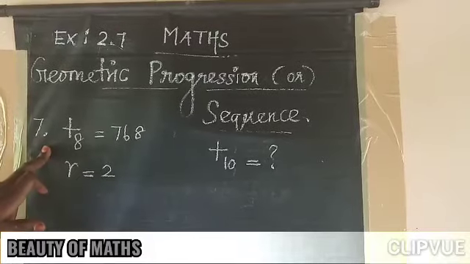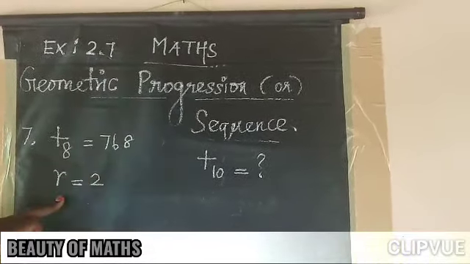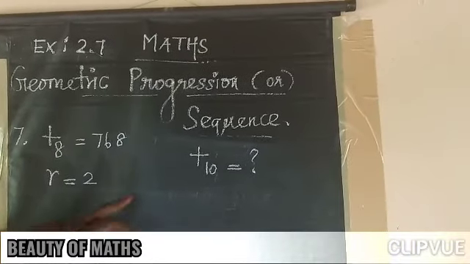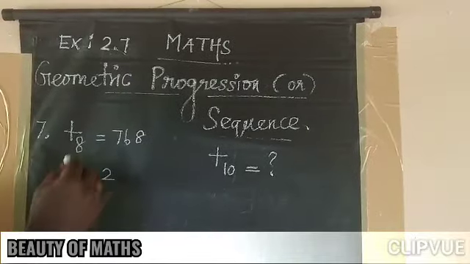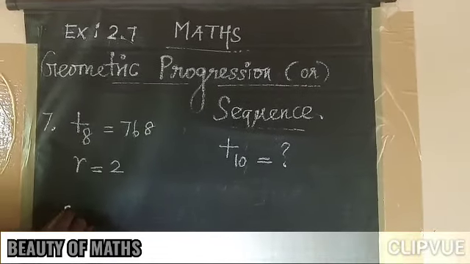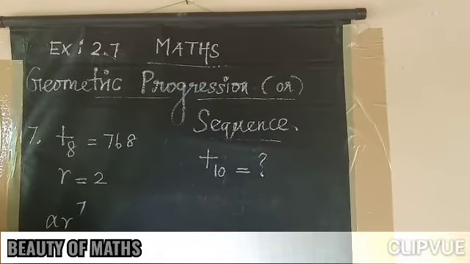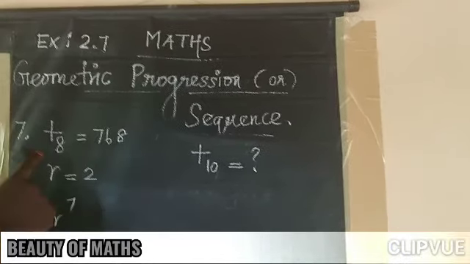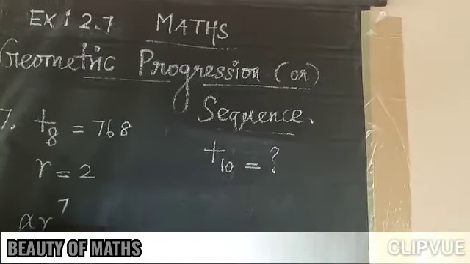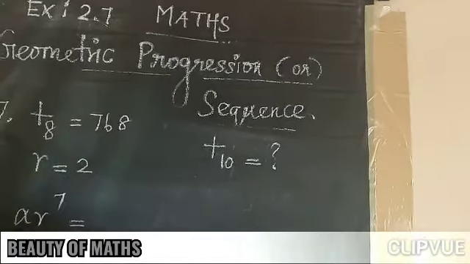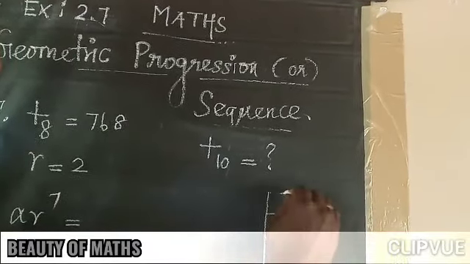Question number 7. Term 8 is 768 and the common ratio R is equal to 2. Now we are going to find the 10th term of this GP. T8 can be written as AR power 7. You know very well, Tn is equal to AR power n minus 1. So T8 equals AR power 8 minus 1, which gives 7, which is equal to 768. Better we find the prime factors of 768.